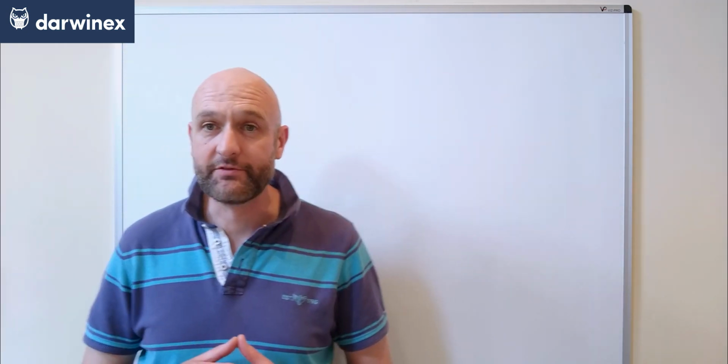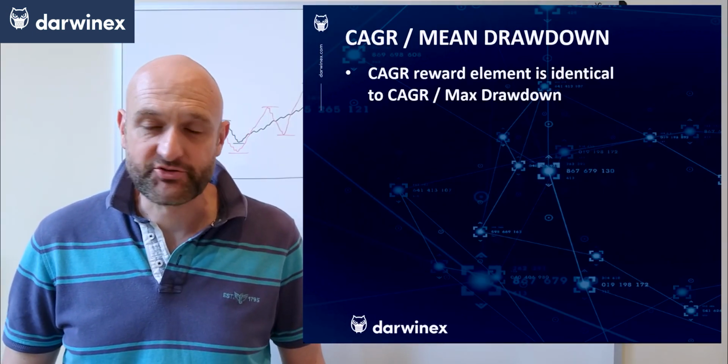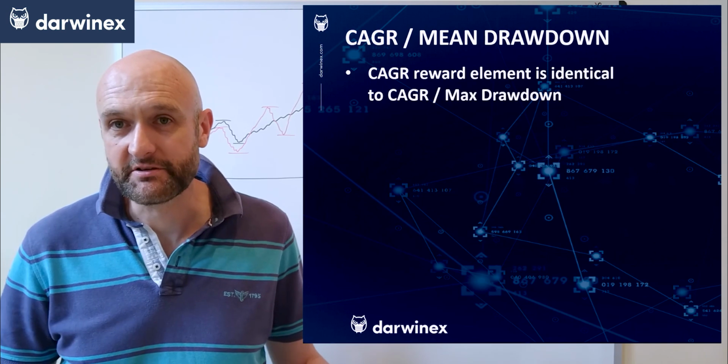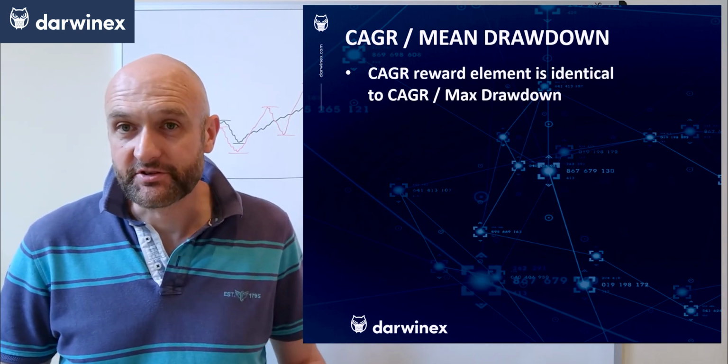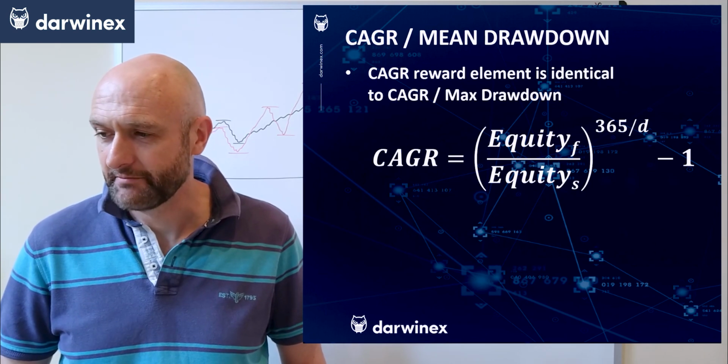So after looking last time at the compound annual growth rate over the maximum drawdown, we now move on to a similar metric, but one that uses the mean or the average drawdown, and I consider this to be a far superior metric to the maximum drawdown version. So in terms of the reward element of the metric, this is identical. It's the compounded annual growth rate, so there's no difference there at all. And again, that's calculated as you can see here.